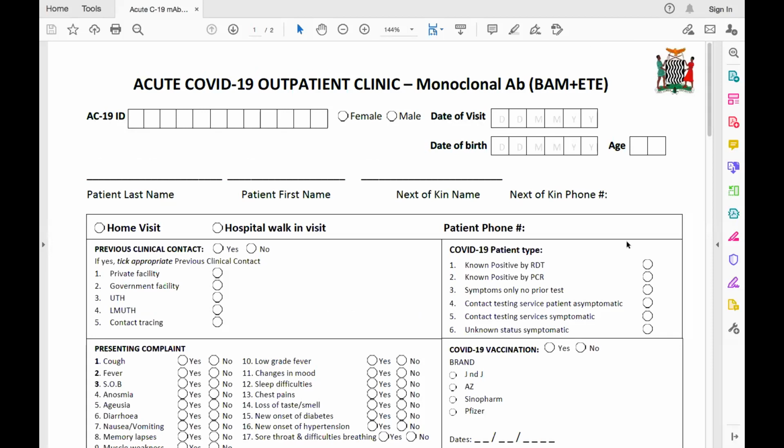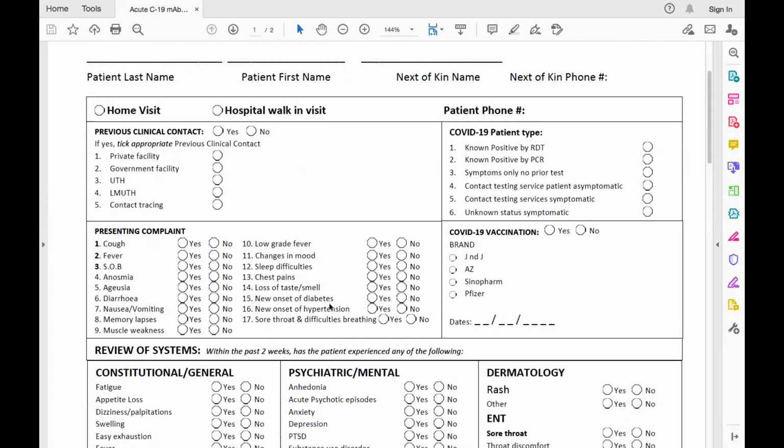Just to mention that the monoclonals will come with these papers that need to be filled in for every patient. This is for purposes of accountability and having data for our own population in terms of outcomes and response to the monoclonal antibodies, as this is the first time we are using them in the country.